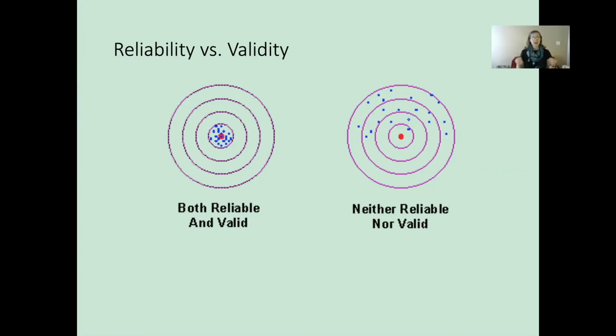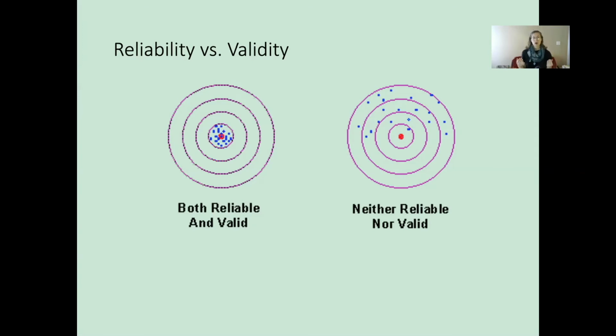So the reliable part is the fact that the blue dots are close to each other. We're coming up with a similar result every time. The fact that they are close to the red target in the center is the valid part. They're close to the accuracy we're looking for. On the other hand, the one on the right shows neither reliable nor valid. We have blue dots that are scattered all across the top half of the bullseye, but only one is even within that smallest ring close to the target.